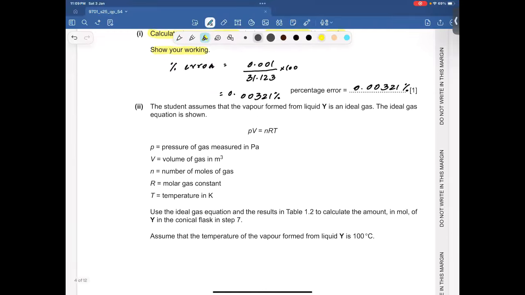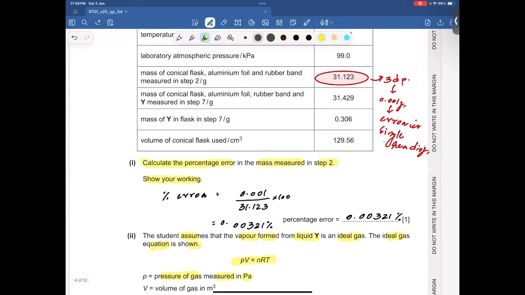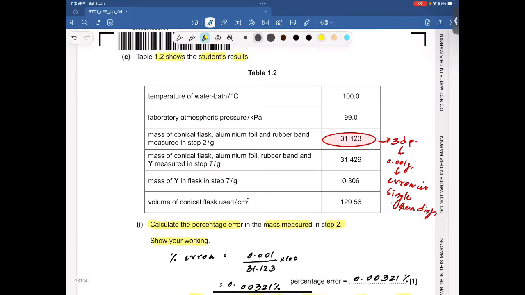The student assumes that the vapor formed from liquid Y is an ideal gas. The ideal gas equation is shown, that is PV equals nRT. P is the pressure of gas measured in pascal, which means I have to convert this 99 kilopascal into pascal. So 1 kilopascal equals 1000 pascals, and 99 kilopascal is going to be 99,000 pascals. So that's the conversion.